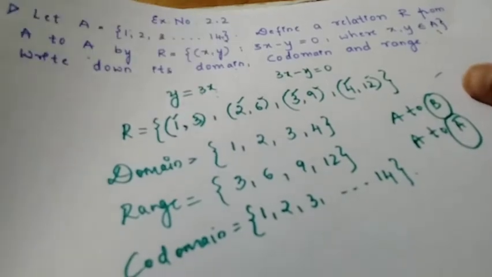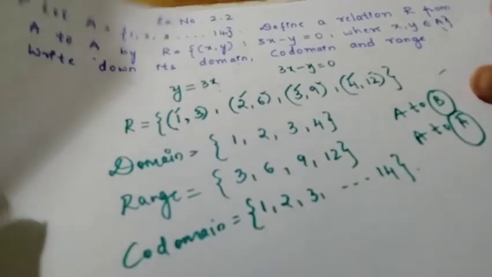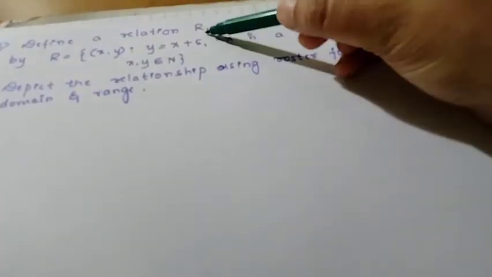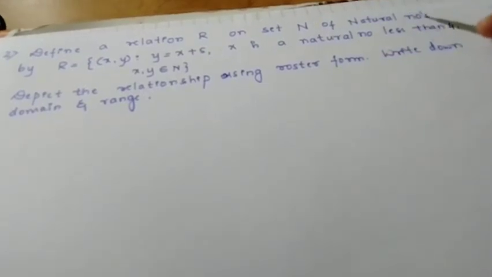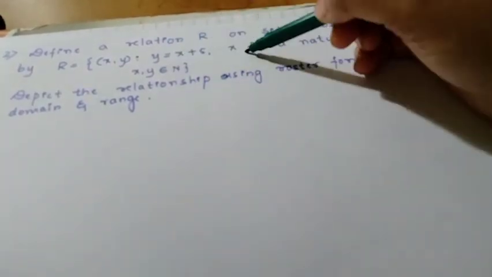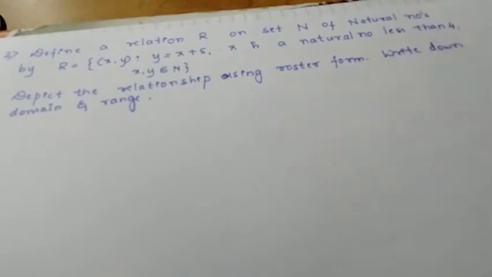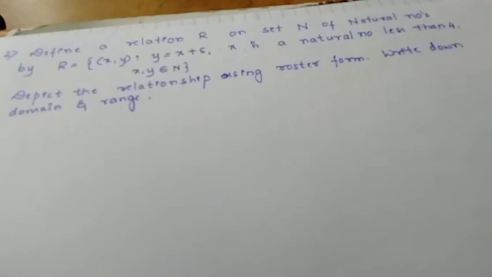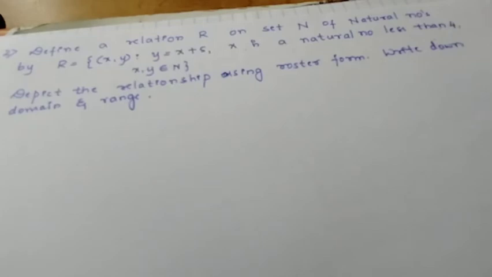So I'll move to the second example now. Define a relation R on a set of natural numbers. Okay, (x, y) such that y is equal to x plus 5. X is a natural number less than 4. X and y both belong to N, they have given. Define this relationship using roster form. Roster form means nothing, the same thing, just you are going to write the relation. Write down its domain and range.